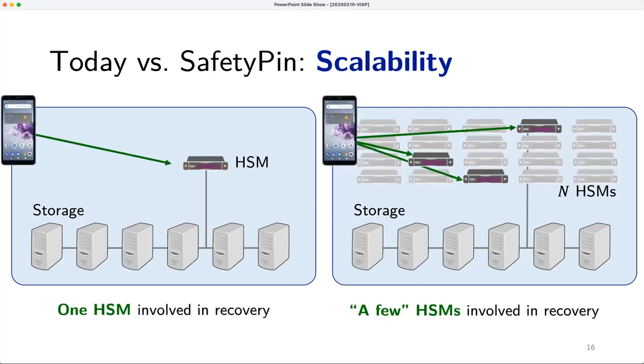The other property of the system that's important is we don't want to kill the performance. Today, your phone just has to talk to one hardware device during this recovery process. We'd like to maintain this in the new system, where your phone only has to talk to, say, a small handful of these hardware devices. During recovery, the phone shouldn't have to talk to every one of these thousands of devices. Otherwise, the performance would just be horrible. So let me pause here. Is there another question about the setup before I go on?